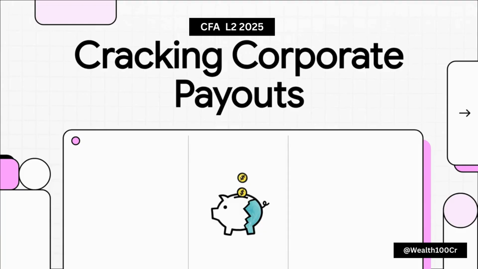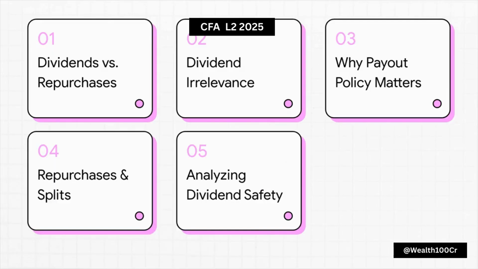All right, welcome CFA Level 2 candidates. In this explainer, we are going to crack the code on corporate payout policy. Look, mastering the whole relationship between dividends and repurchases is absolutely critical for the corporate issuer section. And I promise, by the end of this, you'll have a really clear framework to ace these questions on the 2025 exam.